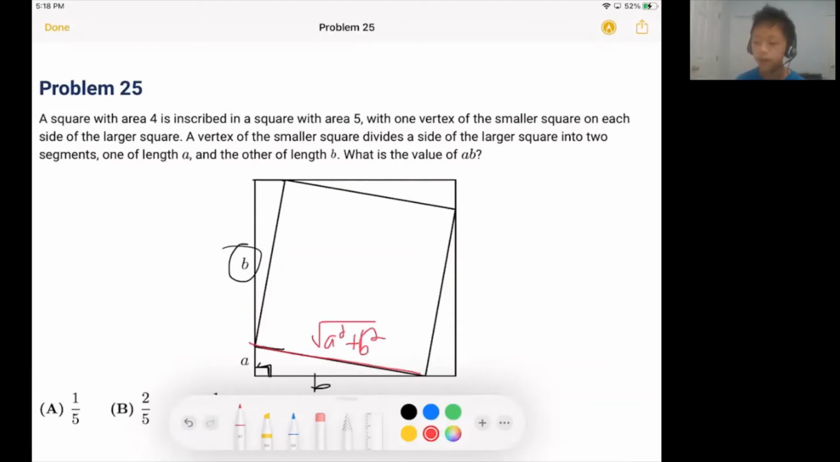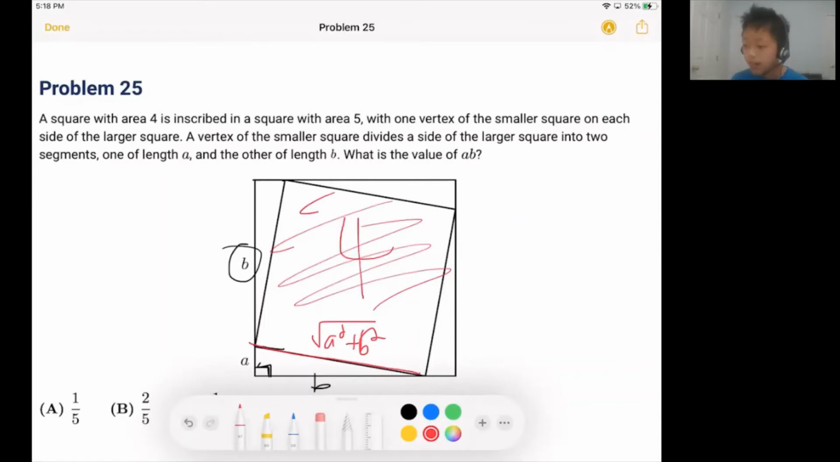We're given that the area of this small square inside is 4, and we know the side length is the square root of A squared plus B squared. The area of the square is that side length squared, so you take the square root of A squared plus B squared and square it, and you get A squared plus B squared. This has to equal the area of the square, which is 4.